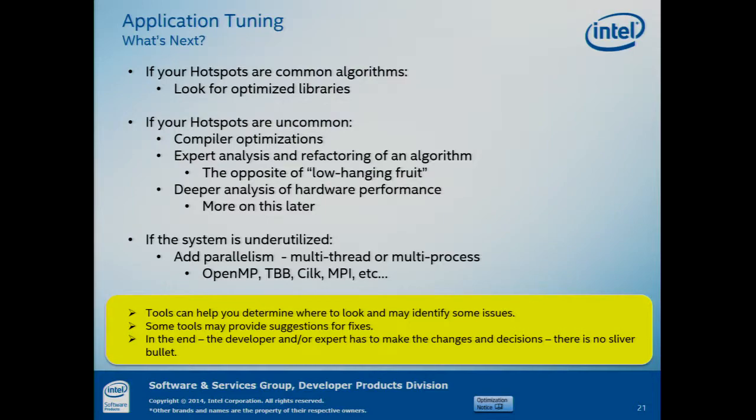And in the end, there's no silver bullet. The developer will have to make changes if these other easy things didn't work for you. You are going to have to spend time designing your algorithm to make sure it's correct, but if you want to scale to these huge numbers of cores, you're also going to have to spend time making sure your algorithm performs.